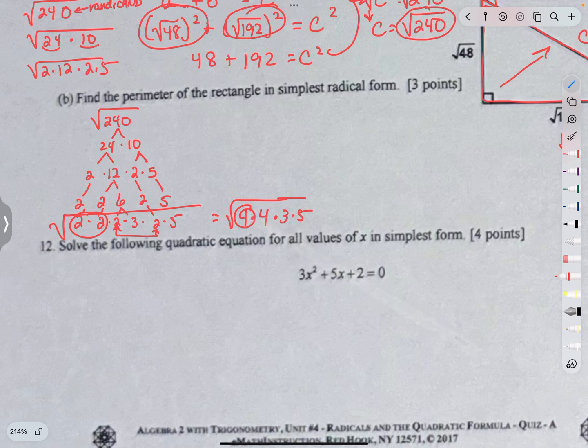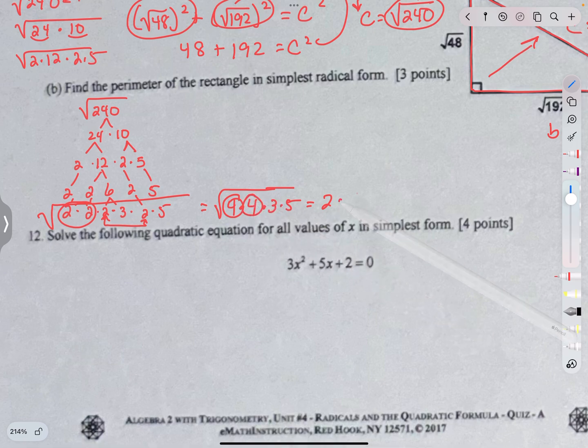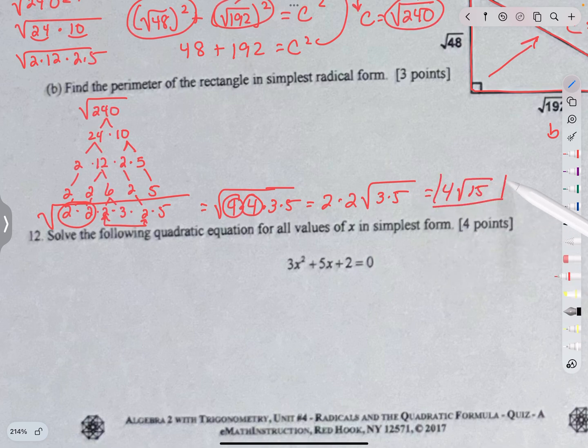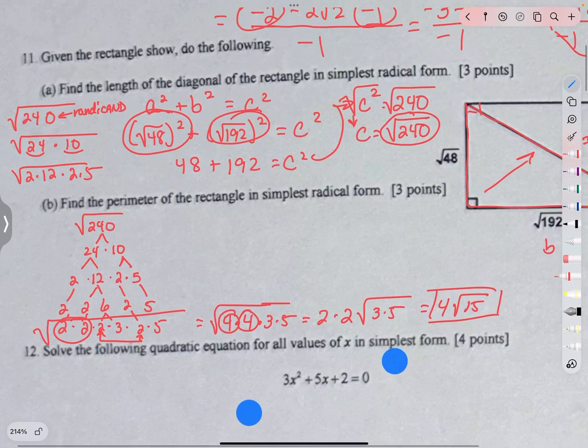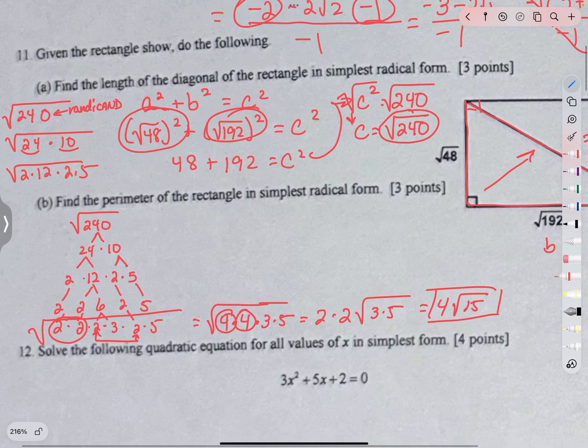And the reason I want to see these is because I can take the square roots of those. So I can square root that 4, which is 2. I can square root this 4, which is 2. And I'm left with 3 times 5 in there, or we write 4 root 15. And that's your simplest answer for part A up there.